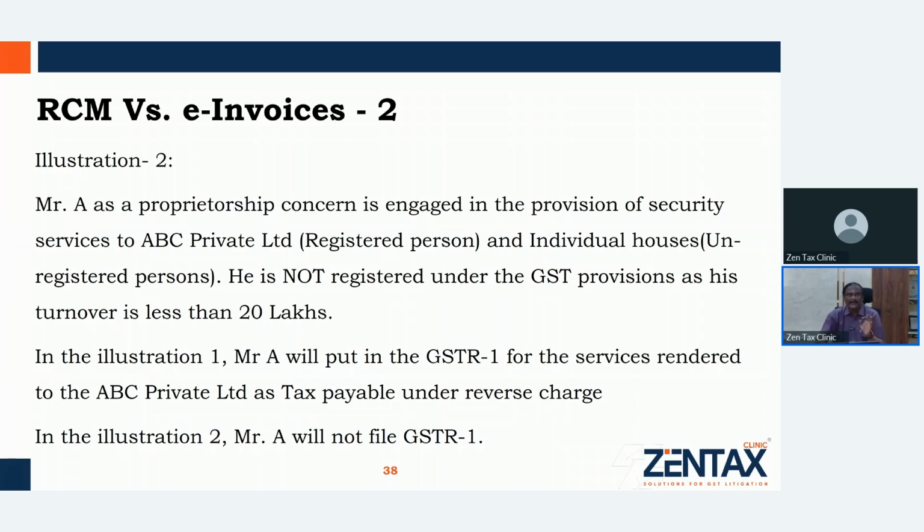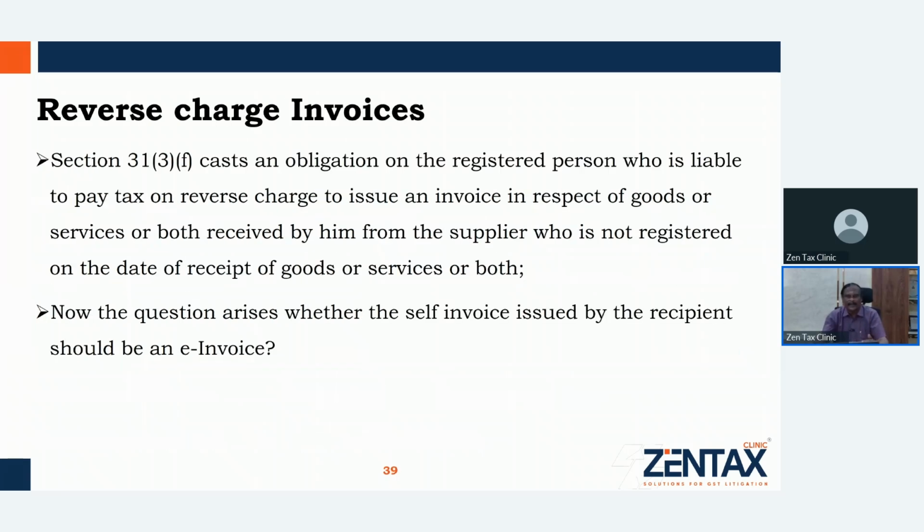When he is an unregistered person, there is an obligation on the recipient to create a self-invoice according to section 31(3)(f). So this registered person has to create an invoice. This is very, very important. Whenever he is getting a service from an unregistered person, it is not applicable to a registered person. Whenever he is getting a service from an unregistered person, he has to create a self-invoice.